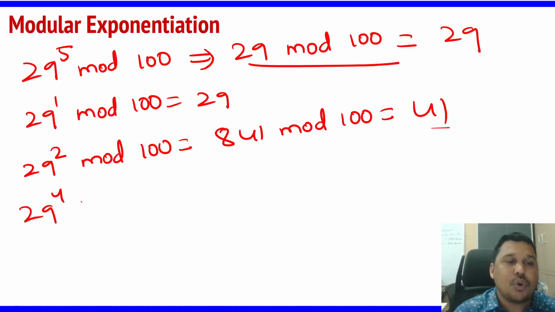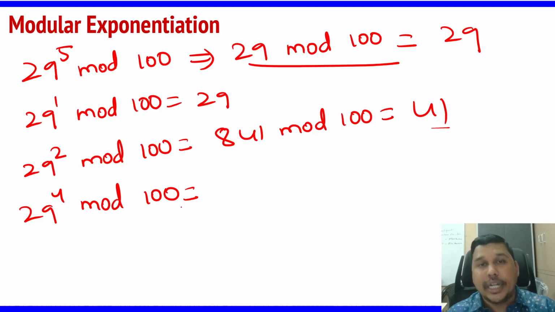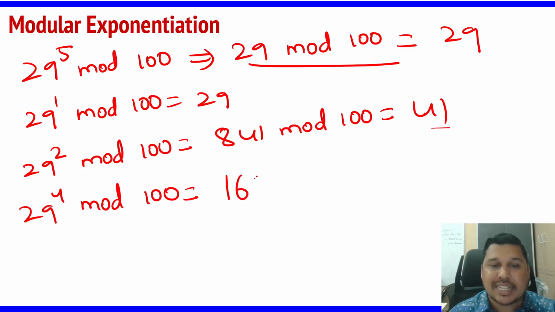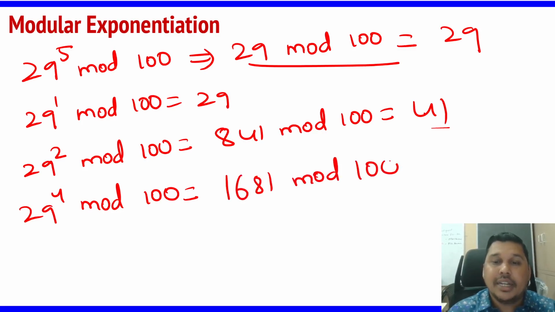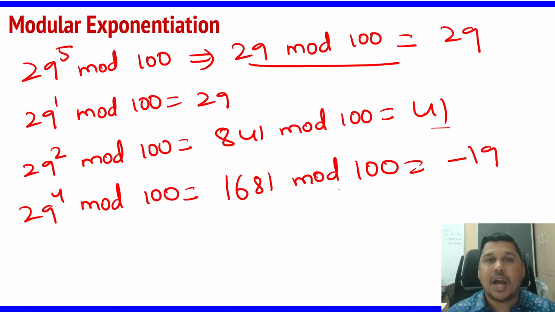Then 29 power 4 mod 100. I can write 29 power 4 as 29 power 2 into 29 power 2. That means 41 into 41 mod 100. What is 41 into 41? It is 1681 mod 100. One value is 81, another value is minus 19, since 81 minus 100 is minus 19. So the smallest value is minus 19, and we take that.